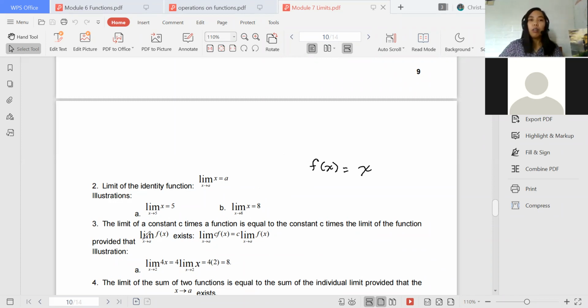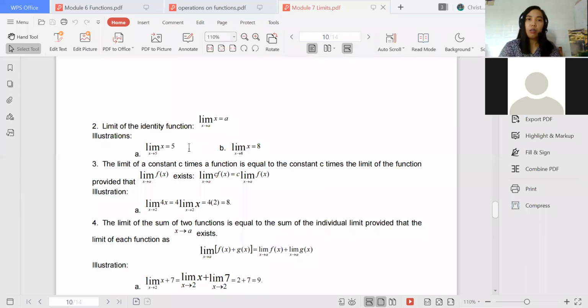Okay, next. The limit of a constant c times a function is equal to the constant times the limit of the function, provided that the limit of f of x as x approaches a exists. The limit of c times f of x as x approaches a is also equal to c times the limit of f of x as x approaches a. Para mas madaling kunin ang limit class.